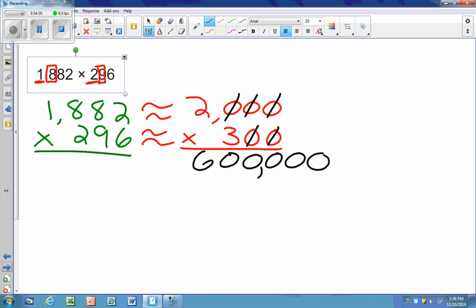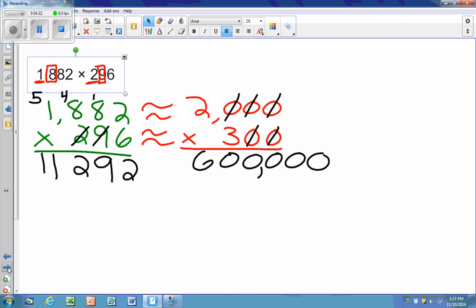And now I'm going to start multiplying to check over here. So first thing I do is I ignore my 2, I ignore my 9, and I multiply the 6 times 2 is 12. Carry the 1. 6 times 8 is 48, plus 1 is 49. Carry the 4. 6 times 8 is 48, plus 4 is 52. Carry the 5. And 6 times 1 is 6, plus 5 is 11. I'm now done with my 6, so I cross off all the numbers up on the top and my 6, and I move on to my 9.